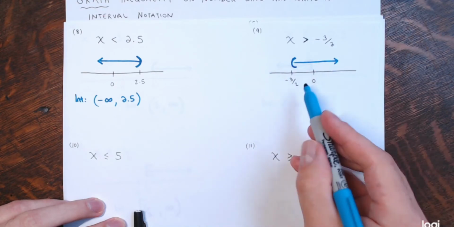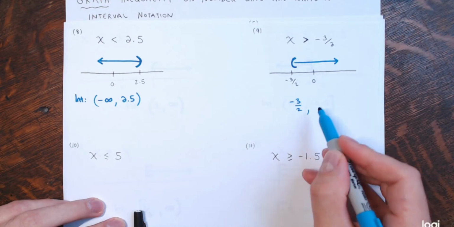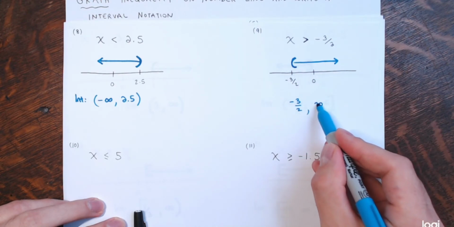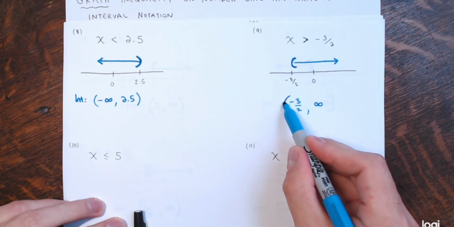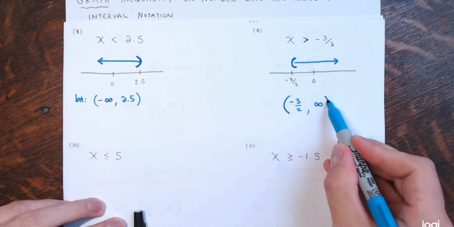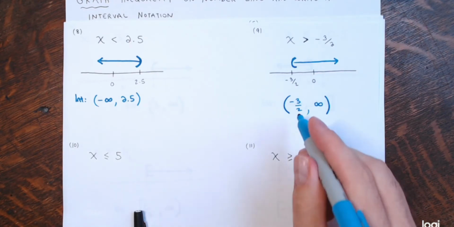And when I'm drawing the interval, from left to right, this piece of solution starts at negative 3/2. It never ends, so negative 3/2 to infinity. And negative 3/2 is not a solution, infinity is not a solution. I put parentheses on both of those. And there's my interval notation.